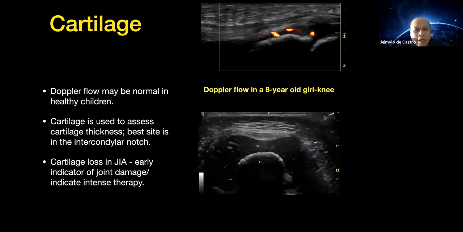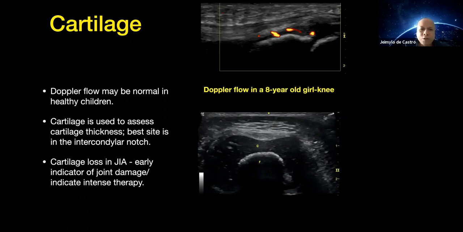And of course, cartilage is also used to assess thickness, and the best site for that is the intercondylar notch of the knee. You will notice in these ultrasound findings that it is narrowed at the middle portion compared to the periphery. Sometimes over time, as it thins out, the femoral cartilage is a very good way of assessing whether you're dealing with an osteoarthritic change or not. Also, these cartilage findings are an indicator of joint damage, which is usually found in juvenile inflammatory arthritis.